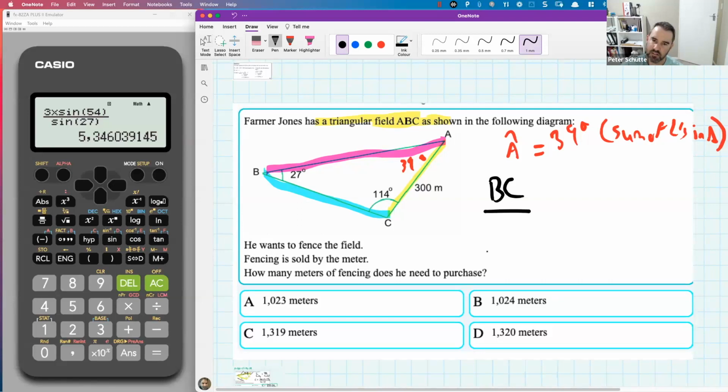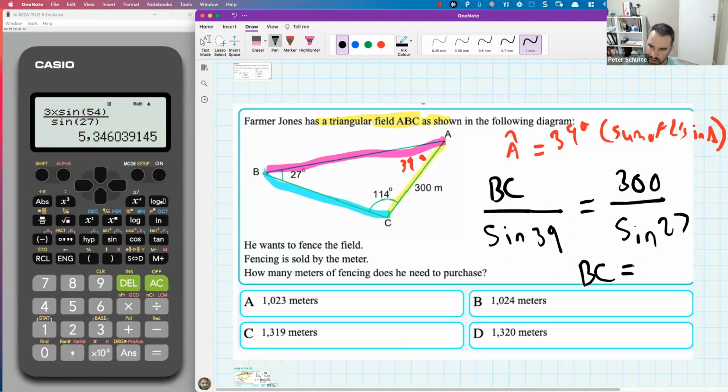So I want BC, and so I'm going to say the sine of 39, and then I'm looking for a matching pair. Which sides do I have a matching pair of, a side and an angle opposite that, to help me? Yes, the 300, exactly. And what's opposite that? Well, opposite the 300 is the 27.